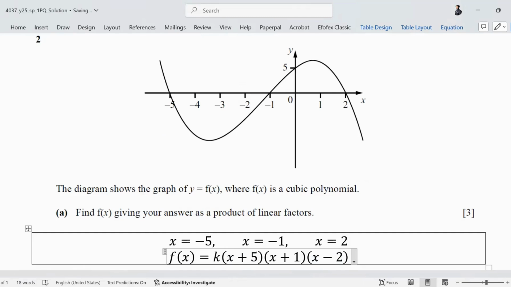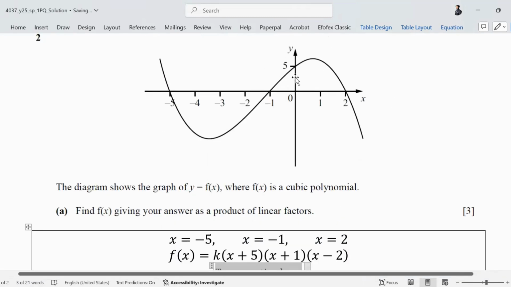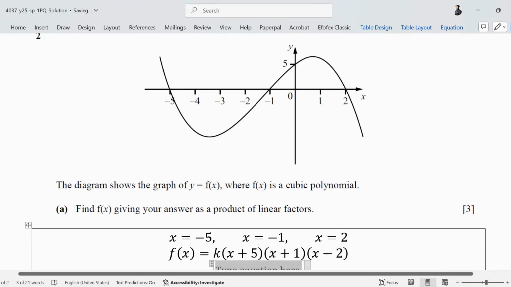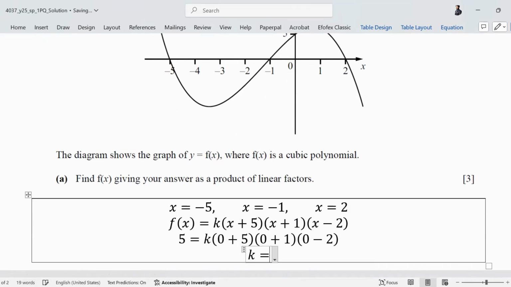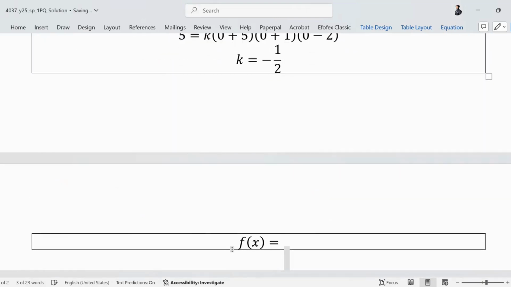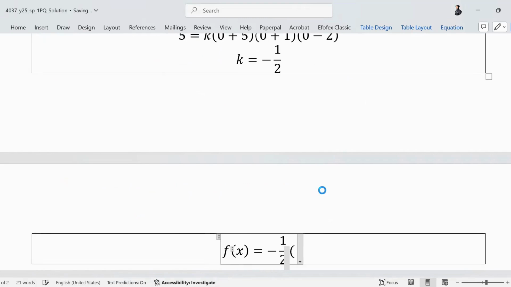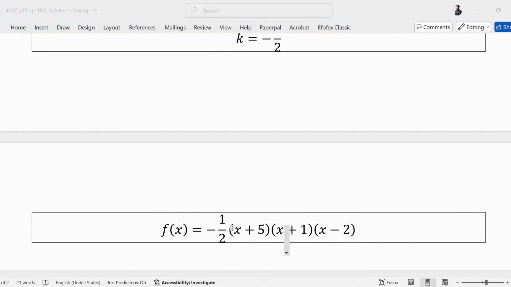Now, in order to find k, you can plug in the y-intercept, y as 5 and x as 0. 0 plus 5, 0 plus 1, 0 minus 2. So the value of k is negative half. So f(x) is negative half, x plus 5, x plus 1, and x minus 2. So this is the final function that we will end up with.